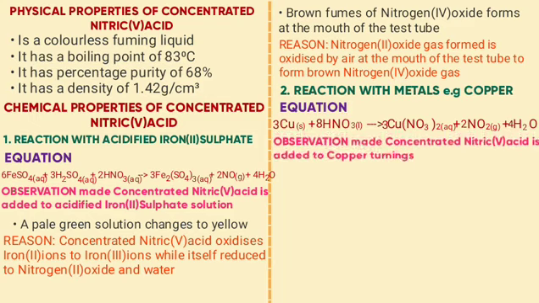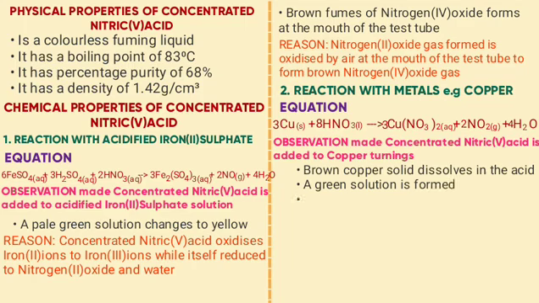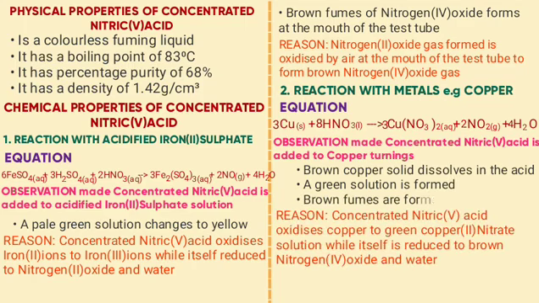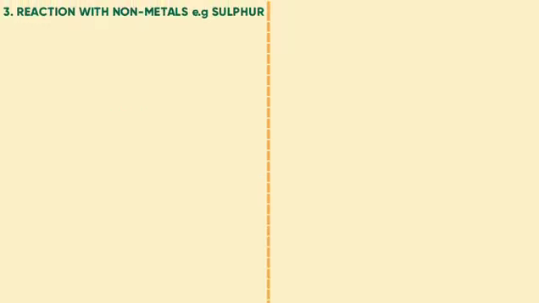Observation made when concentrated nitric 5 acid is added to copper turnings: brown copper solid dissolves in the acid. A green solution is formed. Brown fumes are formed. Reason: concentrated nitric 5 acid oxidizes copper to copper nitrate solution while itself reduced to nitrogen 4 oxide and water. The next chemical property, reaction with nonmetals, e.g.